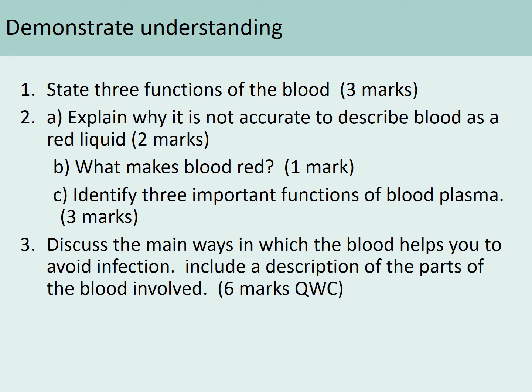Question 2, part A, explain why it is not accurate to describe blood as a red liquid. Question 2, part B, what makes blood red? Question 2, part C, identify 3 important functions of blood plasma. And then question number 3, discuss the main ways in which the blood helps you to avoid infection. Okay, and describe the different parts of the blood that are involved. And that's actually going to be a 6 marker.